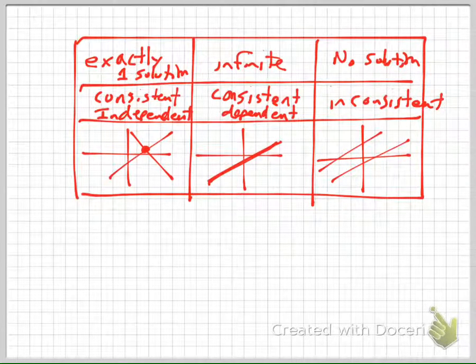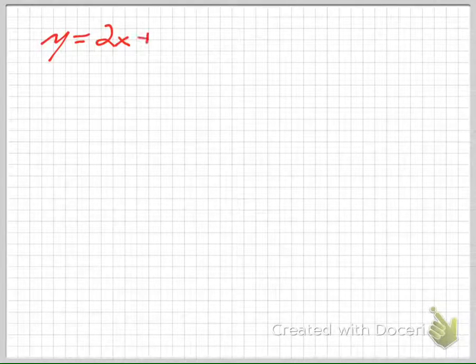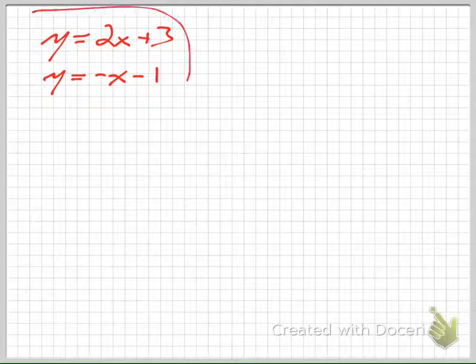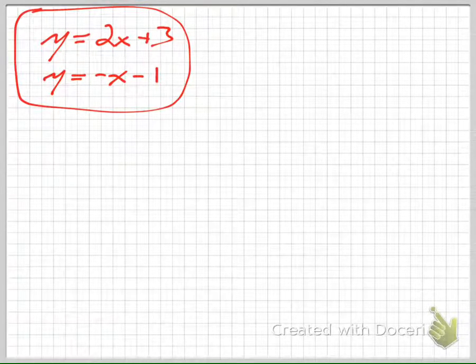Okay, let's do a few of these babies. Let's have you guys do a couple of these. Okay, hold on. Before we do any of this, let's just look at this. I'm going to give you y equals 2x plus 3 and y equals negative x minus 1. I want you to look at this right here and tell me, without graphing, are these things consistent, inconsistent, dependent, or independent? You should be able to look at this and tell me.